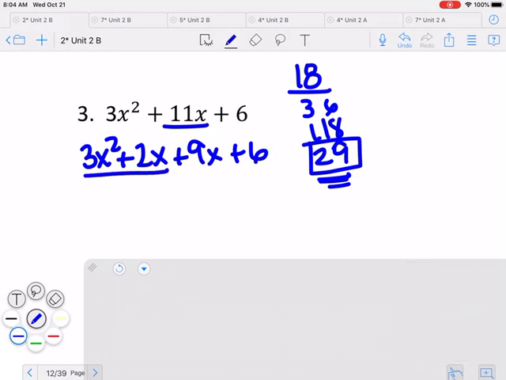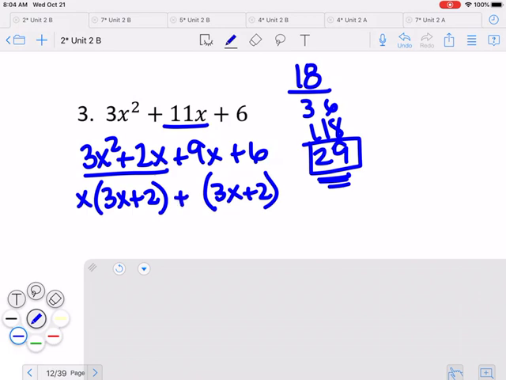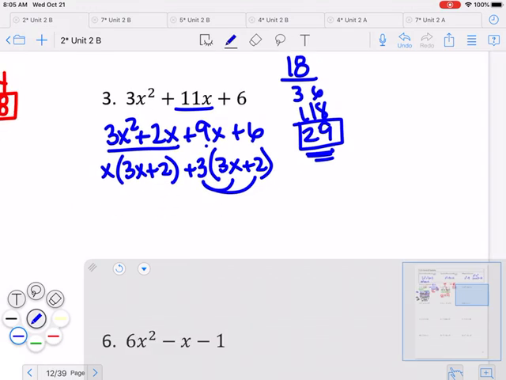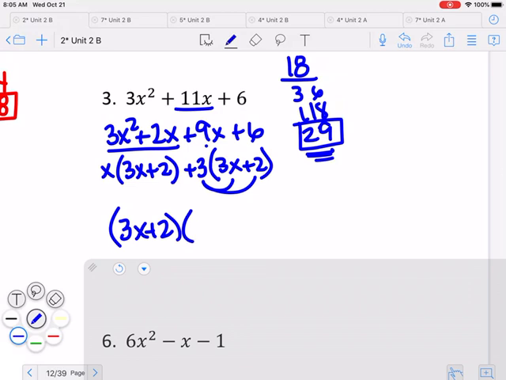Factor by grouping. I can take out an x, 3x plus 2. Copy down 3x plus 2, and sitting in front would have to be a positive 3. 3 times 3x is 9x. 3 times 2 is 6. Final answer, 3x plus 2 times x plus 3.